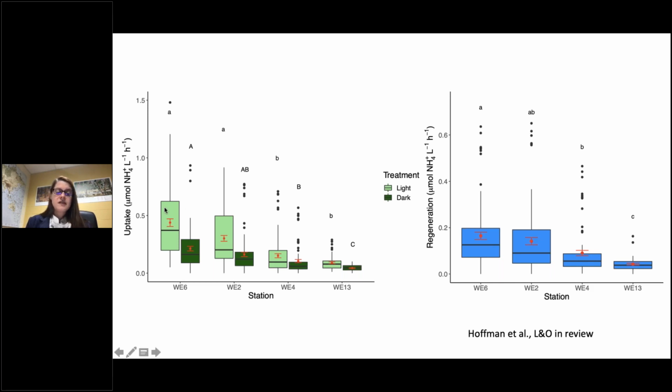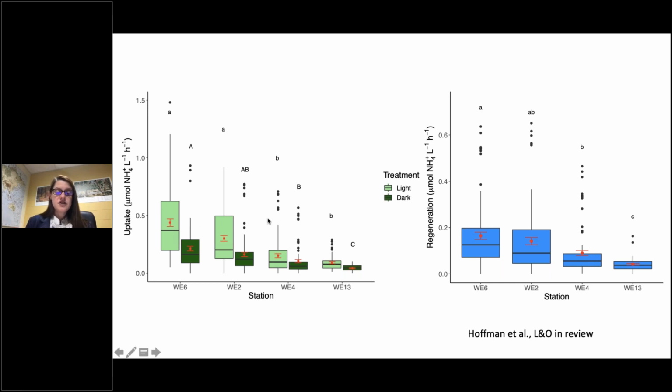What you can see for the uptake is that these are all of his sampling dates over all of the years, and that the light incubations obviously have higher rates of uptake than the dark, because we know phytoplankton are more active when they have light immediately available to them for energy. So there is a significant difference between the light and dark treatments for how fast ammonium is taken up.